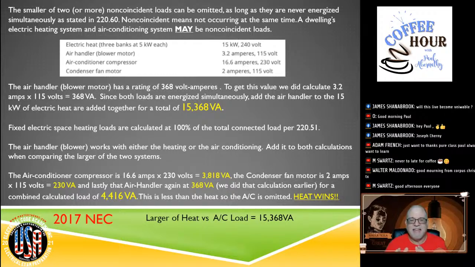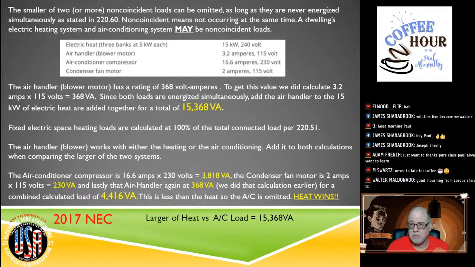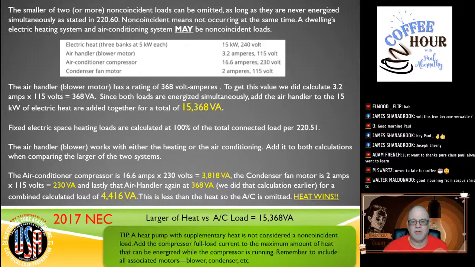And now, obviously that is less than the heat. So if you're in the 2017 code, guess what? When it comes to these non-coincident loads in the application, you're done with that. You can just take the heat. Obviously it's the larger. When the AC is running, it's nowhere near 15,368 VA, so it's no big deal. That's why you're using the heat. If you were in the 2017 code when it comes to these, you're done. But if you're in the 2020 code, you're not done yet. Okay, so let's look at what you would do if it was the 2020 code.